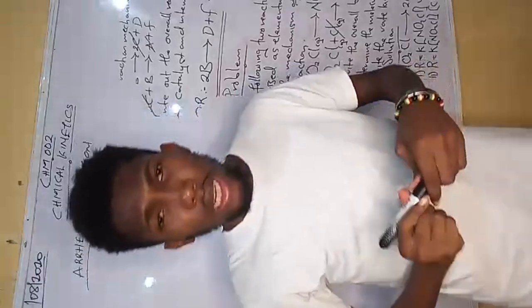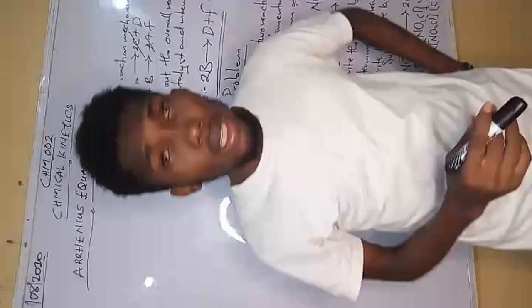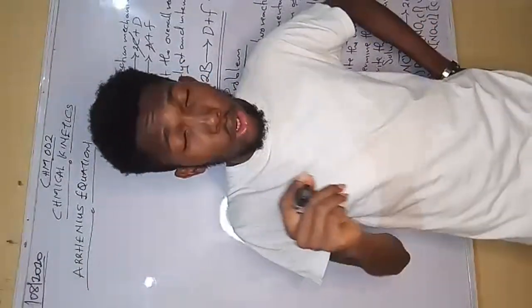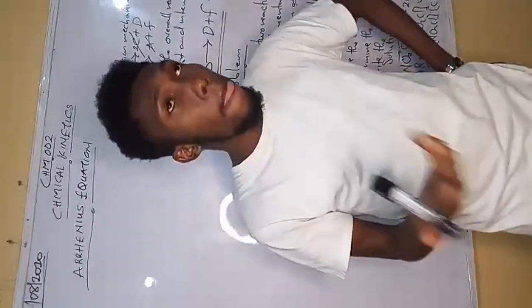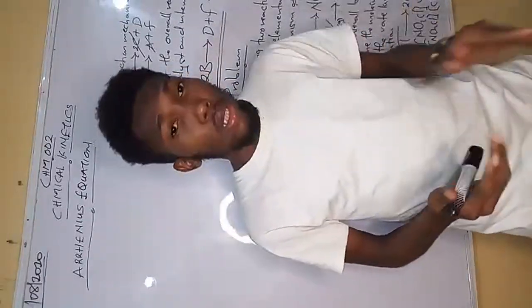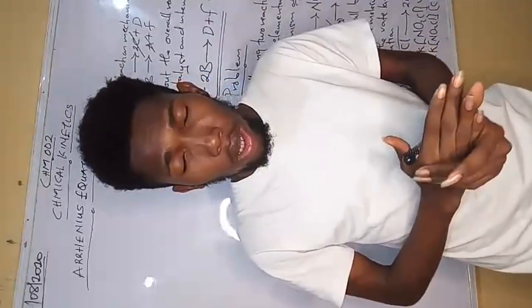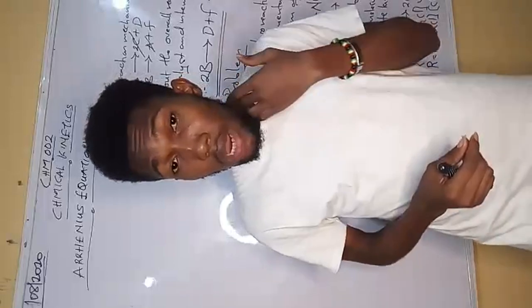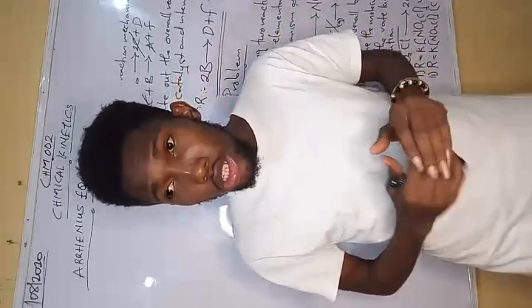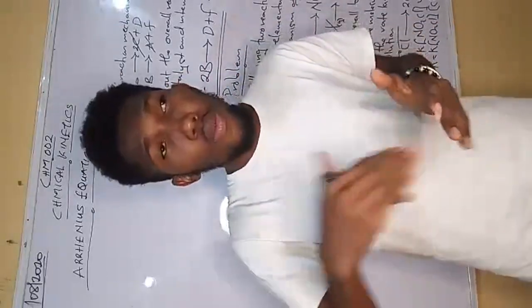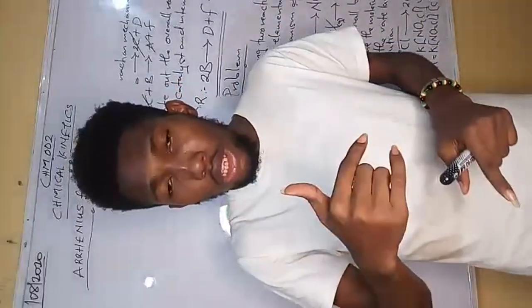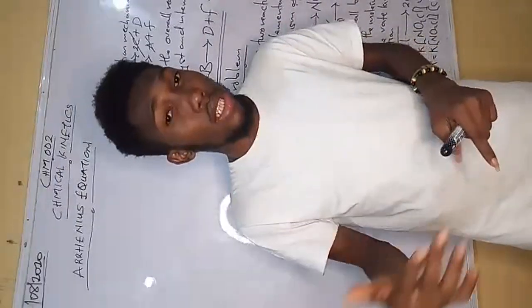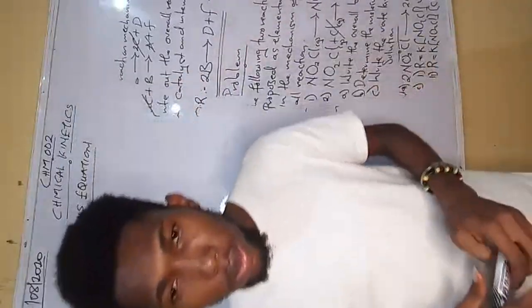Now, the Arrhenius equation is an aspect that enables us to study the effect of temperature on the rate constant. Are you getting me now? The effect of temperature on the rate constant of a reaction. That's what the Arrhenius equation enables us to do. It's just showing us how temperature affects the rate constant, and of course it also brings into the relationship the activation energy of the reaction.